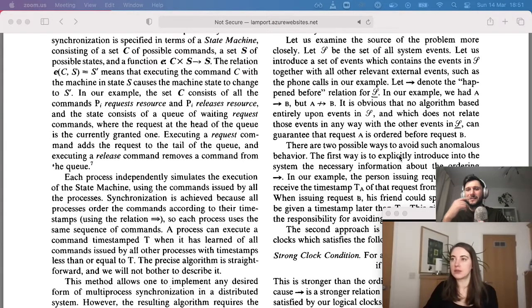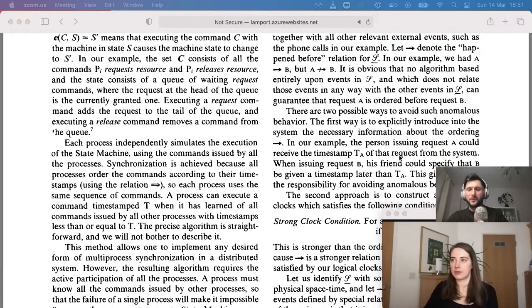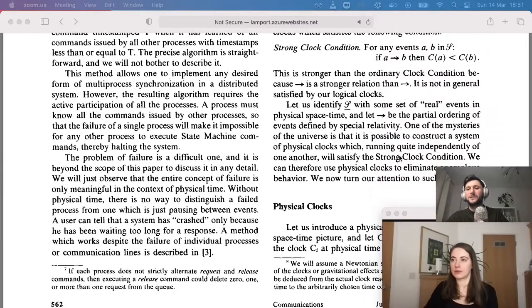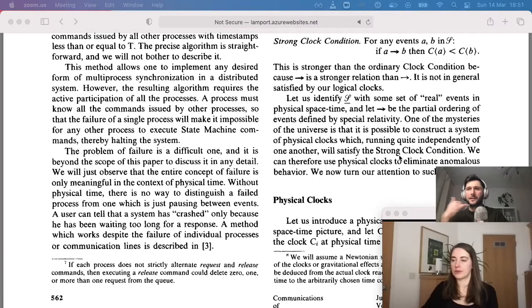I think so. Well then, let's move on forward. And then he goes and introduces these real world events, like calling your friend, or basing your ordering on time as an external observer, as a strong clock condition. Is that right? Basically he starts looking at physical clocks now, and how to introduce these physical clocks into this total and partial ordering, right?